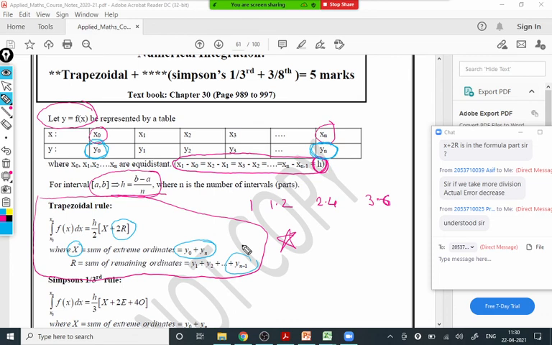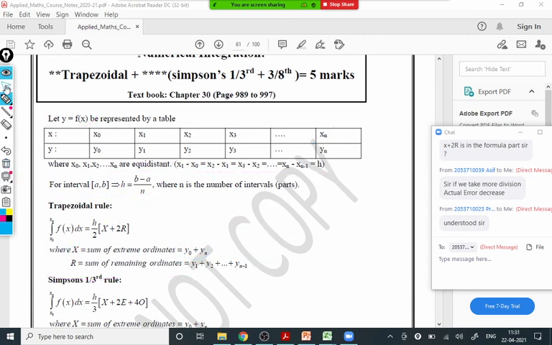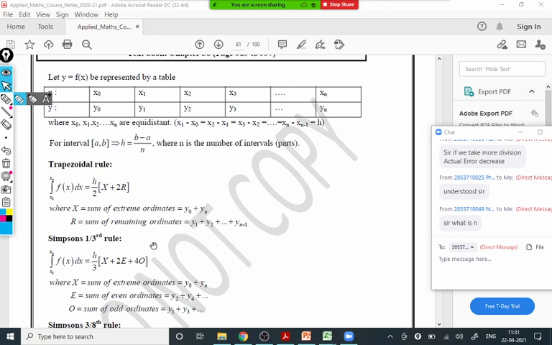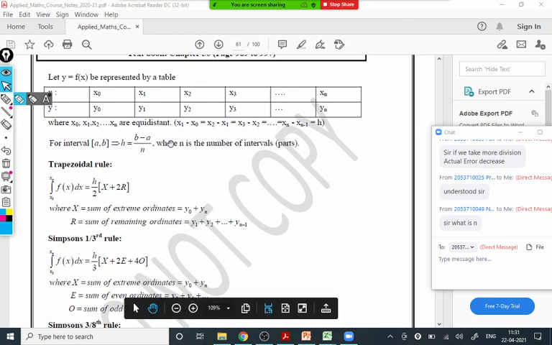Okay, very good. If you do not have a doubt, I will move to the next. Wait a minute, sir. n is the number of intervals, and h is the width of the interval. Here everything is written, where n is the number of intervals.